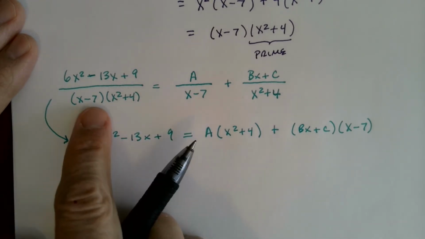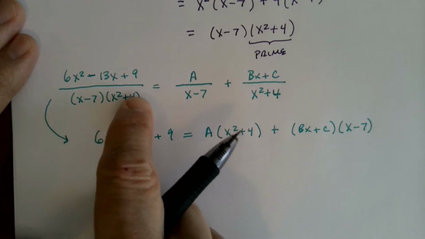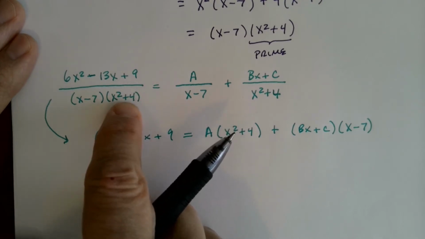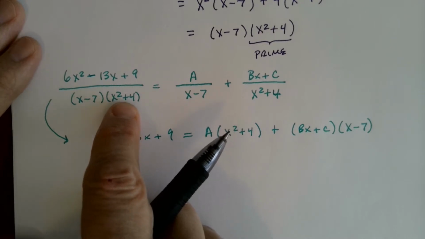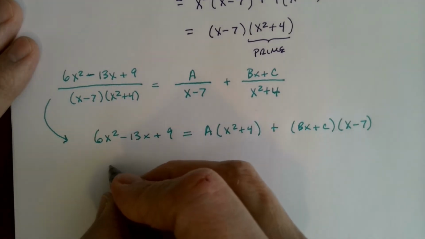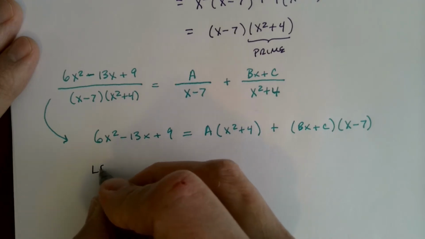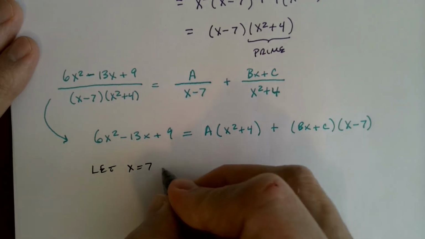Notice that's the only restricted value, though, because x squared plus 4, that factor is always positive, right? It's always 4 or more, right? It's never going to be 0. So I just have one little shortcut. I'm going to let x equal 7.